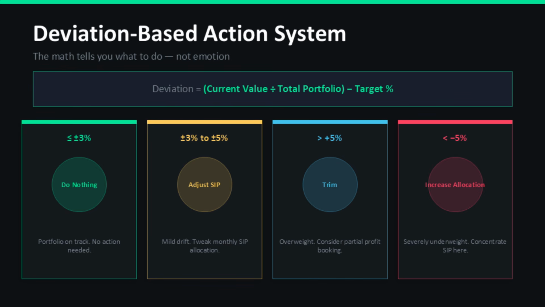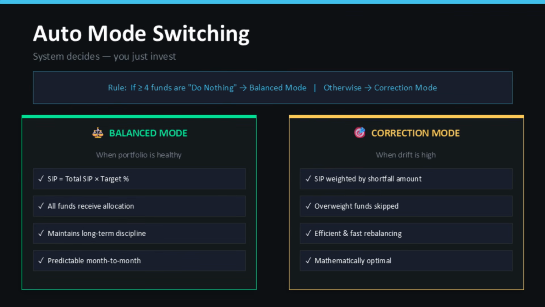These thresholds are the same bands used by professional fund managers. The system automatically switches between 2 modes. Balanced mode activates when 4 or more funds are in do-nothing territory. SIP distributed proportionally by target percentage. Correction mode activates when too many funds have drifted. SIP weighted by shortfall. Overweight funds get 0. I don't decide which mode. The system decides. I just invest.